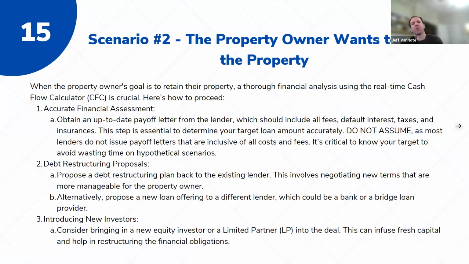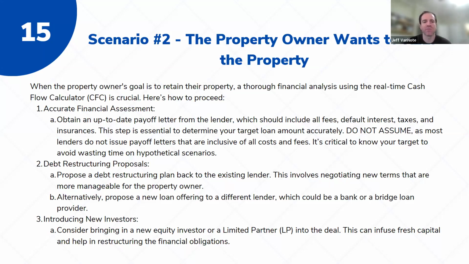When the property owner's goal is to retain the property, a thorough financial analysis using the real-time cash flow calculator is crucial. Here's how to proceed. Accurate financial assessment. Obtain an up-to-date payoff letter from the lender, which should include all fees, default interest, taxes, and insurances. This step is essential to determining your target loan amount accurately. Please do not assume, as most lenders do not issue accurate payoff letters that are inclusive of all costs and fees. It is critical to know your target to avoid wasting time on hypothetical scenarios.